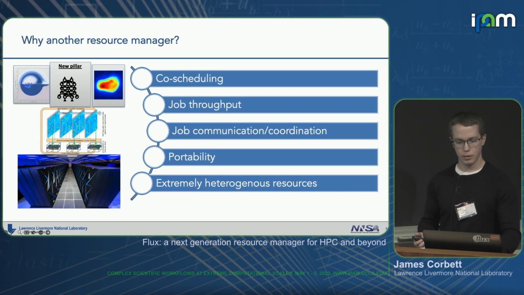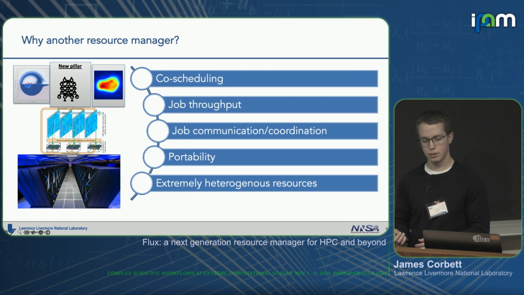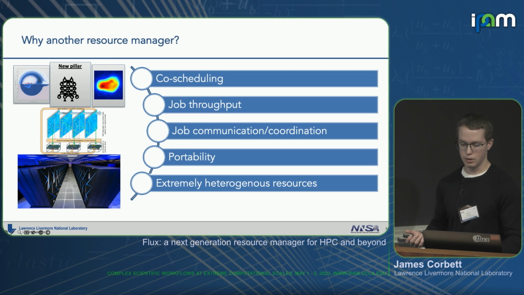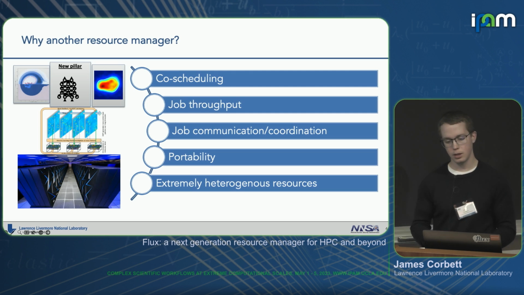There are 5 principal challenges. The first is the co-scheduling challenge, where complex workflows require component coupling and co-scheduling of different types of hardware, such as CPUs and GPUs and other hardware accelerators. The second is the throughput challenge, where uncertainty quantification and other ensemble-based techniques can submit tens of thousands of short-running jobs which overwhelm traditional HPC resource managers.